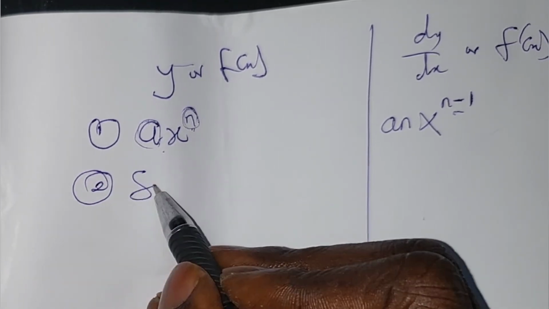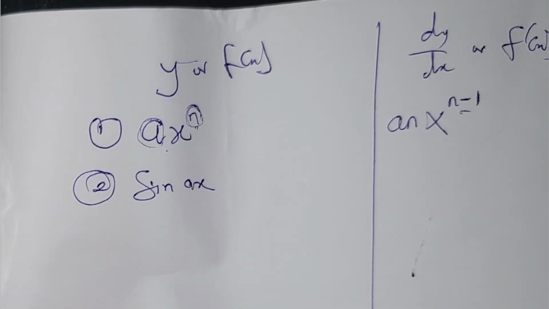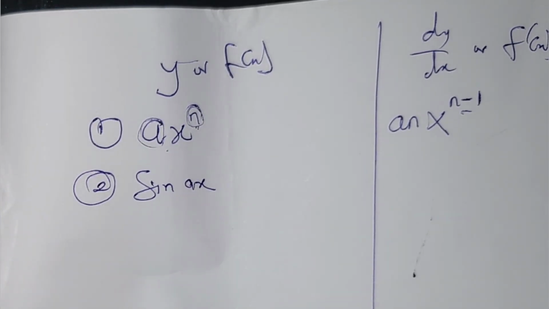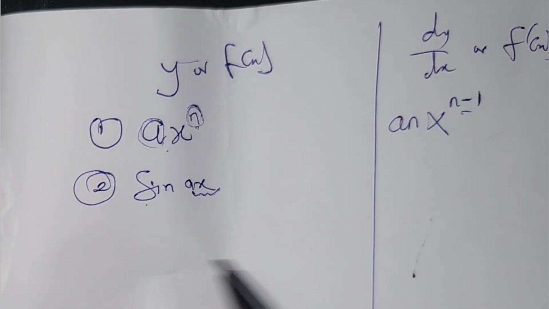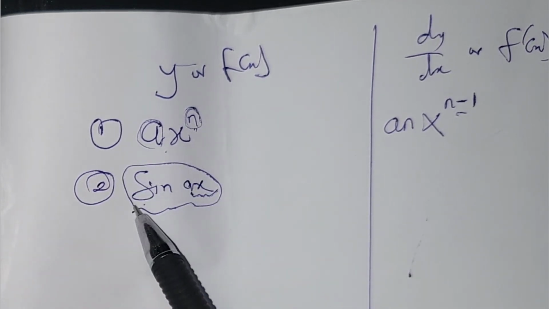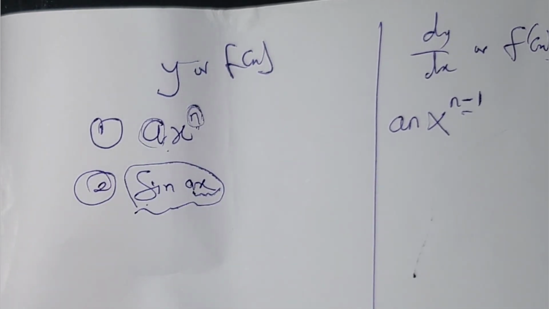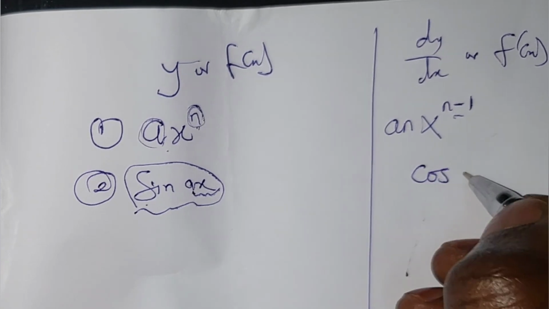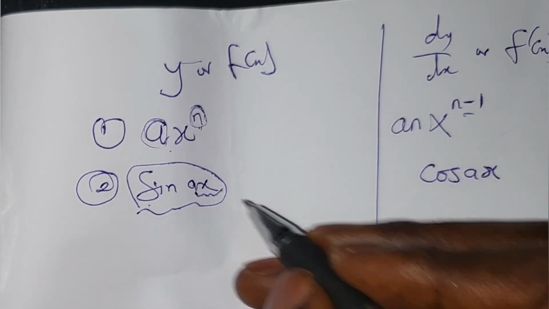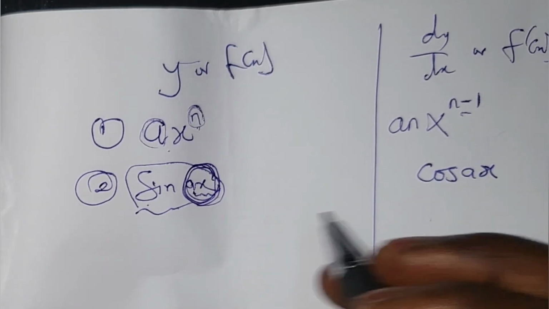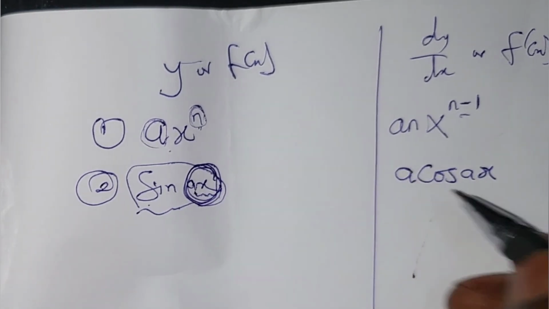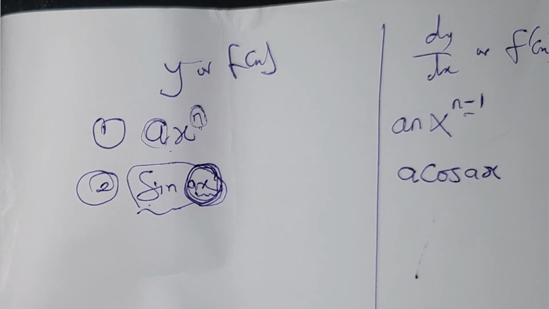The second one is sine of ax. Now if you are asked to differentiate sine of ax, or sine of a particular angle, you differentiate the whole function first. If you differentiate sine of ax, you get cos of ax. But when you are done, you need to differentiate the angle itself. If you differentiate ax, what do you get? a. So this becomes the differential of sine of ax. I hope you understand that.